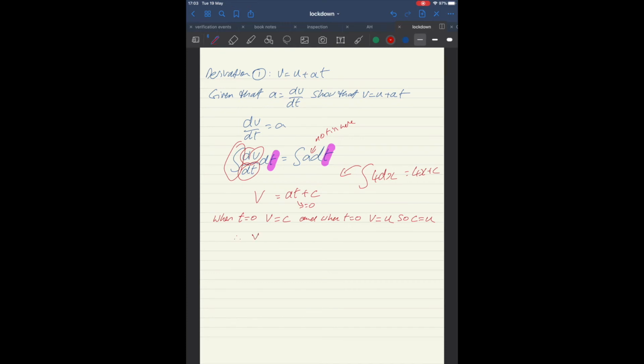Therefore, v equals at plus u. In other words, v equals u plus at. All right? And that's it done. Fine. So that's a derivation you have to know. I'm going to put in here, learn this derivation, because you can be asked for it.